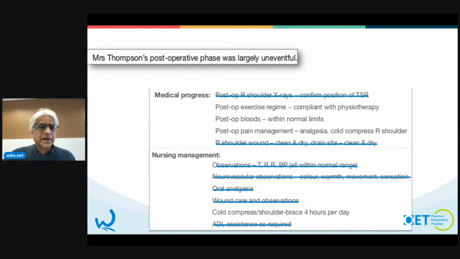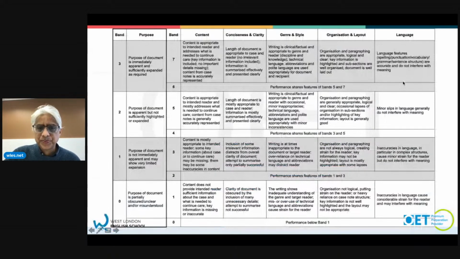There wasn't really that much to write about. Mrs. Thompson's post-operative phase was largely uneventful. So because there were no complications, there wasn't really anything to write about. So they've summarized it in a very short, very concise and very direct way. And again, that's what you'll need to do.